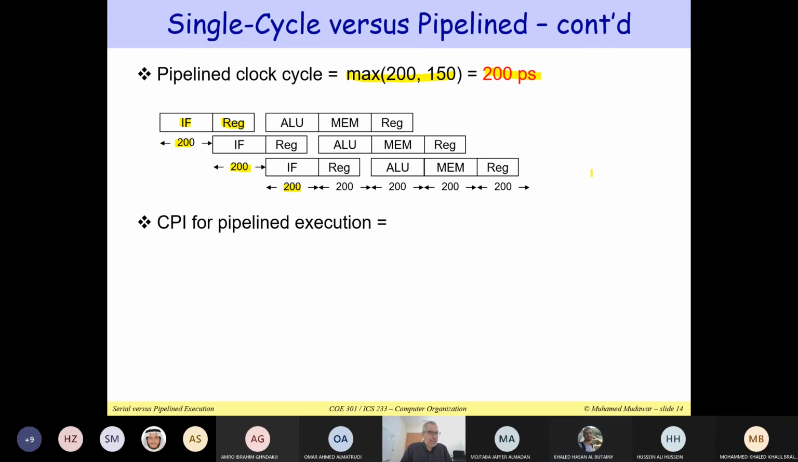No, that will be for the multi-cycle. We did that for the multi-cycle. So for the multi-cycle, we had the CPI changing from one class to another class. That was for the multi-cycle implementation. But for the pipeline processor, what's the CPI?